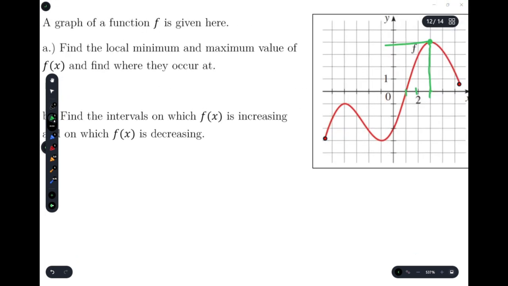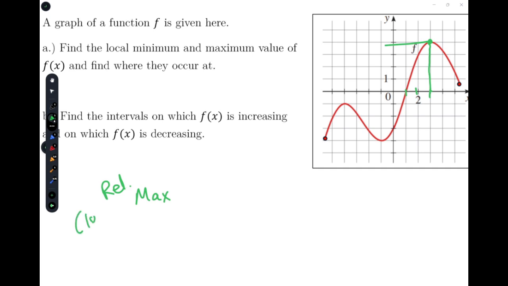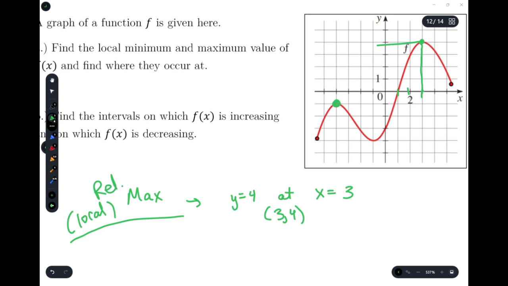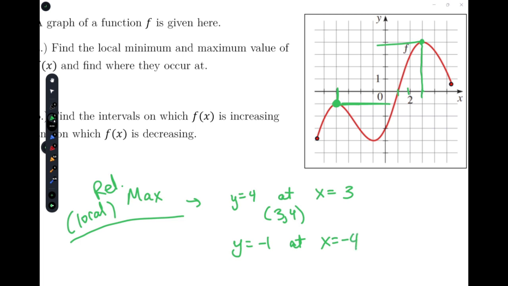So the max, relative or local, is the same word. Relative or local maxes: y equals 4 at x equals 3, or also 3 comma 4. Is there another maximum? Right there: y equals -1 at x equals -4. Even though it's lower, because if you zoom in big enough, it looks like a max.